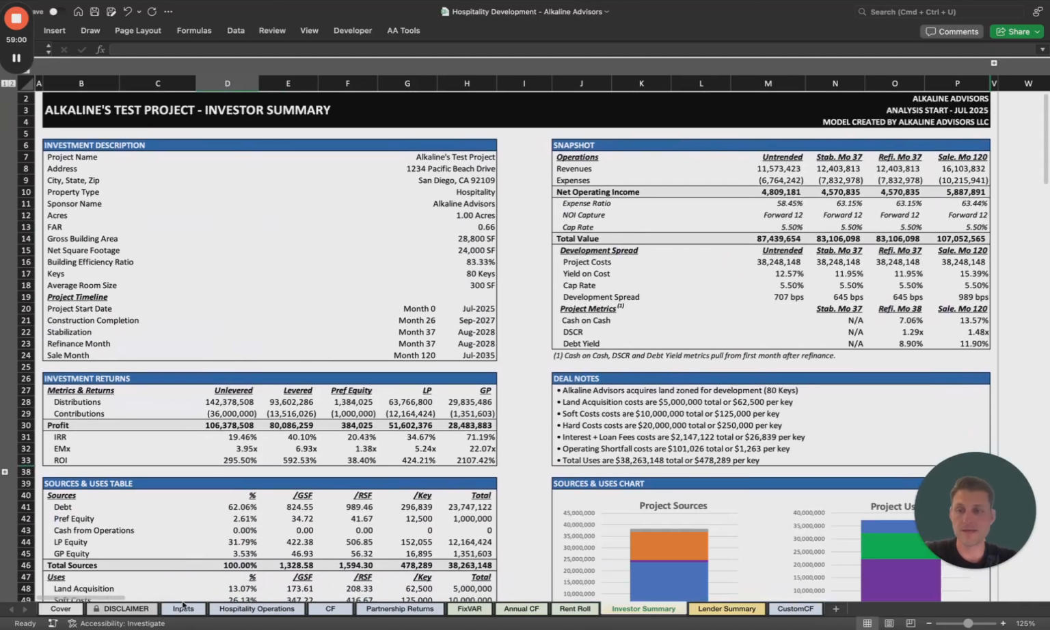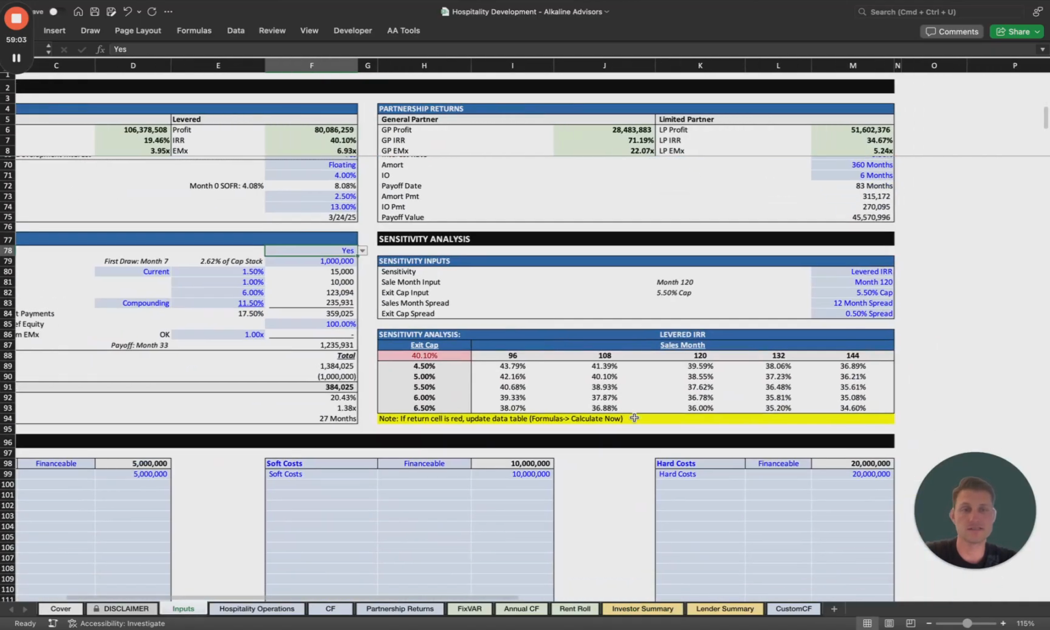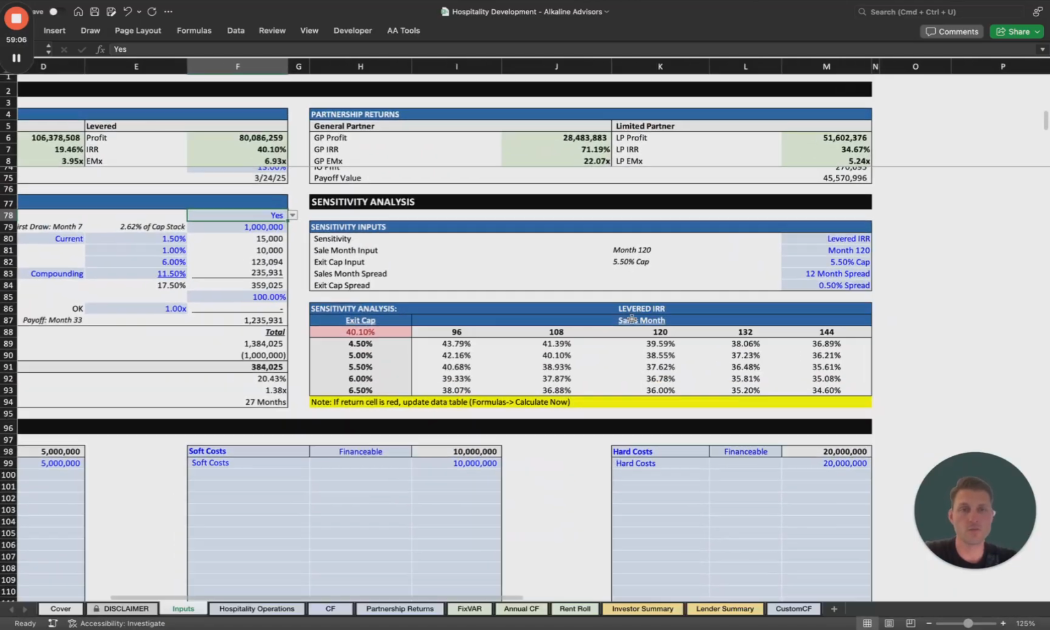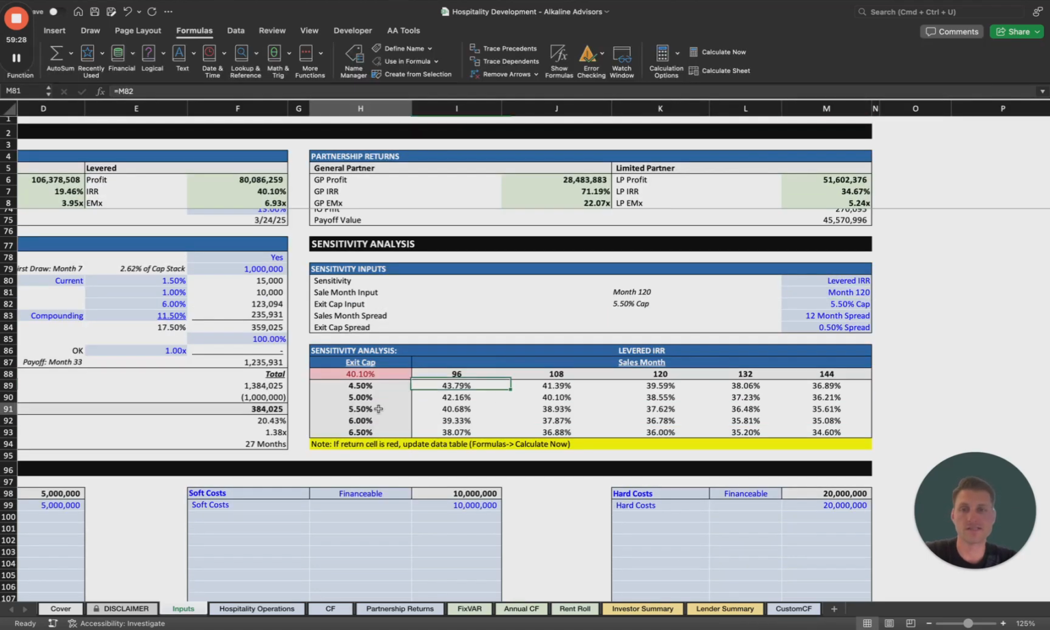So the last piece of the model that we want to review is the sensitivity section. So what we've done here is we've built out a 2-variable sensitivity snapshot. Essentially what this is saying is we are going to sensitize the exit cap at sale and the sale month. So right now we are saying that in month 120, we're going to sell at a 5.5 cap. In month 120, and let's just calculate now. That means that on a project level, our project level IRR inclusive of debt, levered, right, is going to be 40.1. And that's what it says right here, 40.1%.